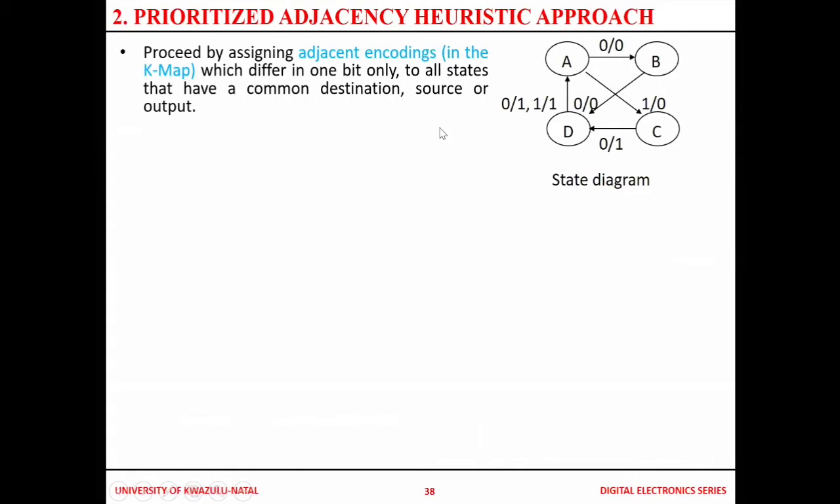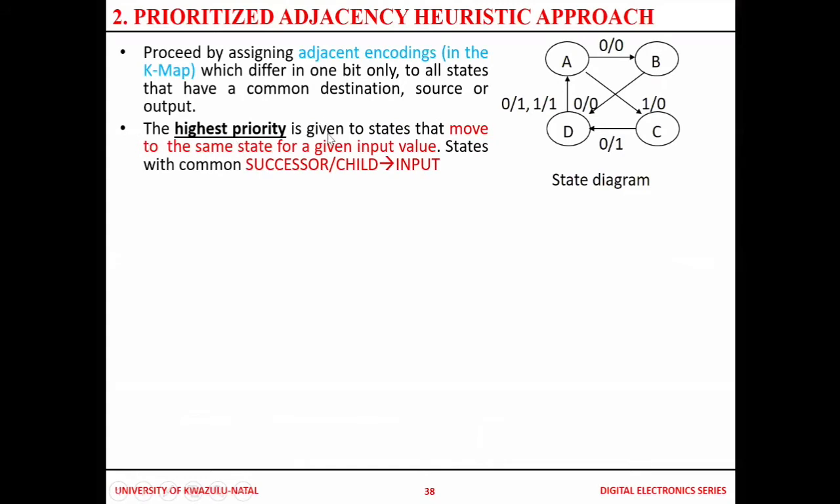So here in the K table, the first thing, the highest priority, is given to states that move to the same state for a given input. States that have a common successor. Other books call it a child for the same input. Can you tell me which ones are those? Which ones will be next to each other? Highest priority in the K table. Which states have a common successor, a common next state for a given input? Can you look at that and tell me which ones?